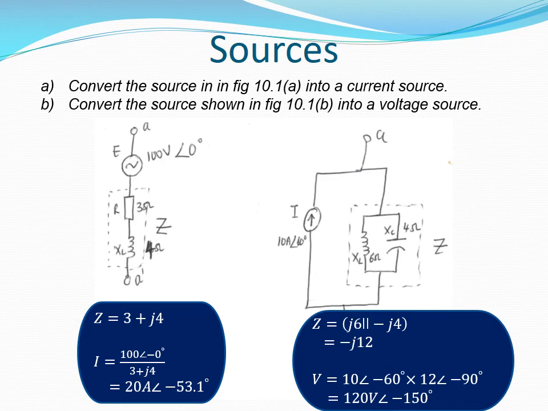In circuit B, we are converting from a current source into a voltage source. The source impedance is j6 parallel minus j4, which is equal to minus j12. The equivalent voltage source rating is equal to the current source rating times the impedance, which works out as 120 volts at an angle of minus 150 degrees.